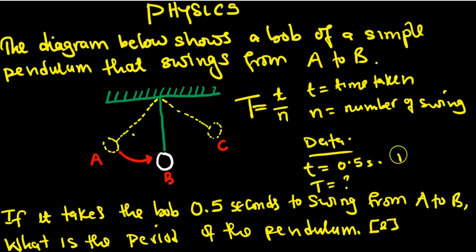We need to apply this formula, but do we have the N? The N we do not have. How do we find the N? Please bear in mind that if the bob moves from A to B to C and back to A, N is equal to 1. Now it has only moved up to B.